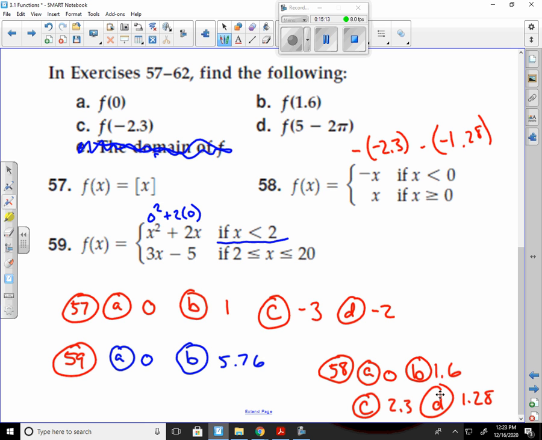You like the piecewise? A lot of people don't, and I don't know why.